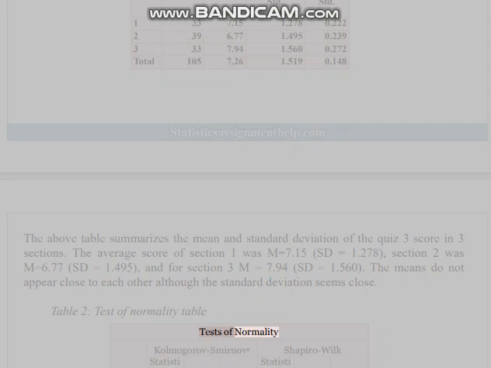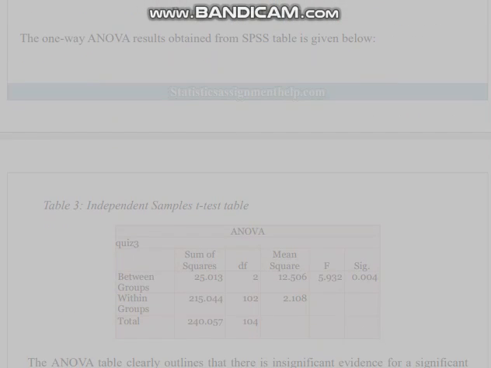Tests of normality. Kolmogorov-Smirnov and Shapiro-Wilk: Quiz 3, Kolmogorov-Smirnov statistic 0.148, df 105, Sig. 0.000; Shapiro-Wilk statistic 0.946, df 105, Sig. 0.000. Table 2, Test of Normality Table. Lilliefors significance correction. The normality assumption was not met for Quiz 3 as the Shapiro-Wilk test gives a statistically significant result. This was expected as the Quiz 3 variable is discrete in nature and only takes integral values.